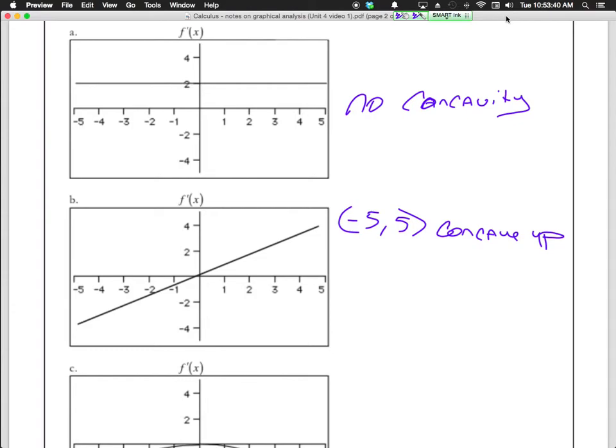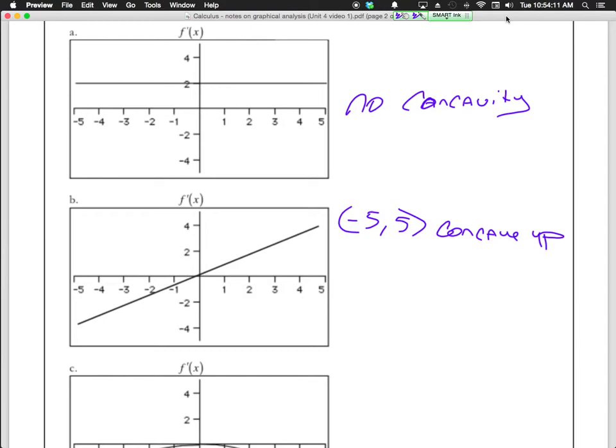Do we have to justify? On points of inflection, you have to justify the points of inflection. So, are there any points of inflection on B, and why or why not? No. Why are there no points of inflection? F prime of x is always increasing. What has to happen to have a point of inflection? It has to change from increasing to decreasing or decreasing to increasing. This one is always increasing, which means it's always concave up.